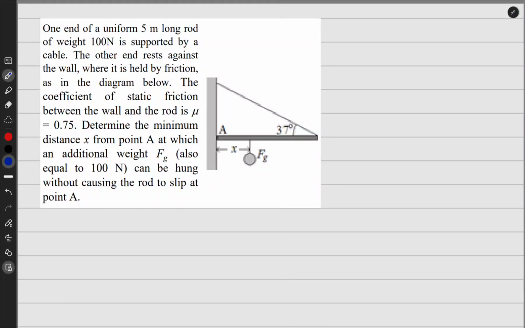So in this problem we're still on statics, so things that are not moving, you should know that by now. So we are given this problem that we are going to try out here. Okay, let me read it.